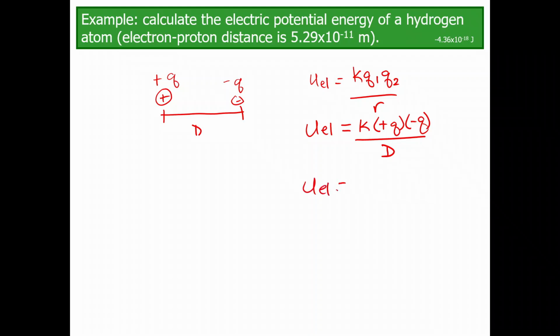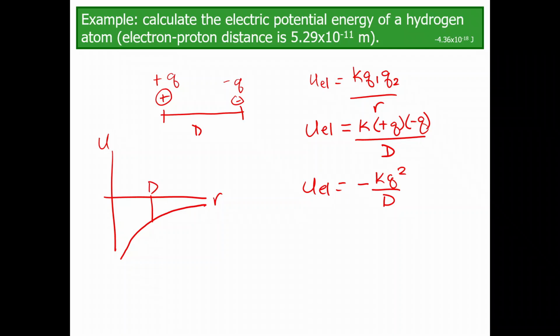And that electric potential energy is going to be negative kq squared over d. And that negative is really important because this is potential energy that is attractive, related to an attractive force. So going back to our previous example, we are going to be down here on this side where we are at some position D, which is going to be the electron-proton distance in this case. And we are going to have negative values of potential energy because it's attractive.